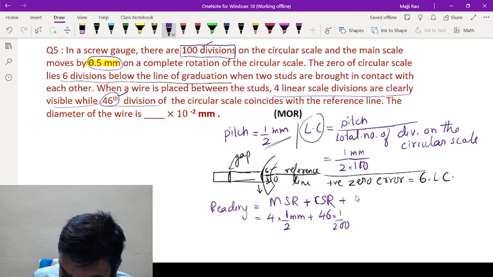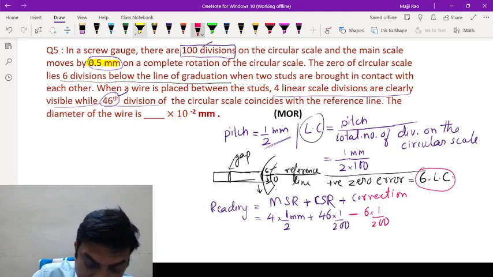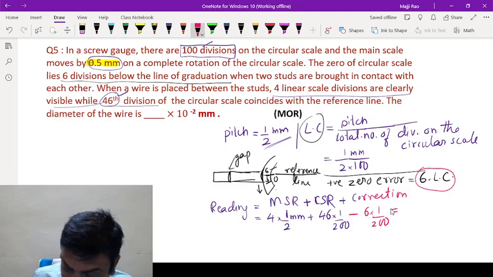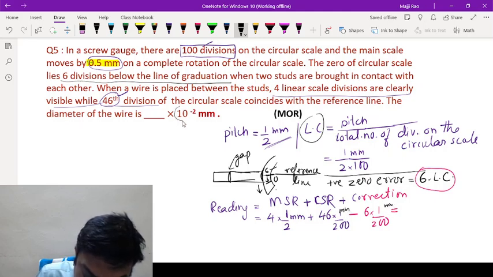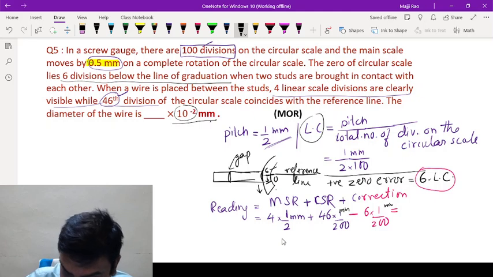And then you have to apply the correction also. Finally, in order to get the correct value, you need to apply the correction. As I told you, correction will be the negative of error. So minus 6 times the least count error. So finally, we have this. All these are in mm. Let us multiply throughout by 100 to get it in 10 power minus 2 mm, because the final answer is required in 10 power minus 2 mm.